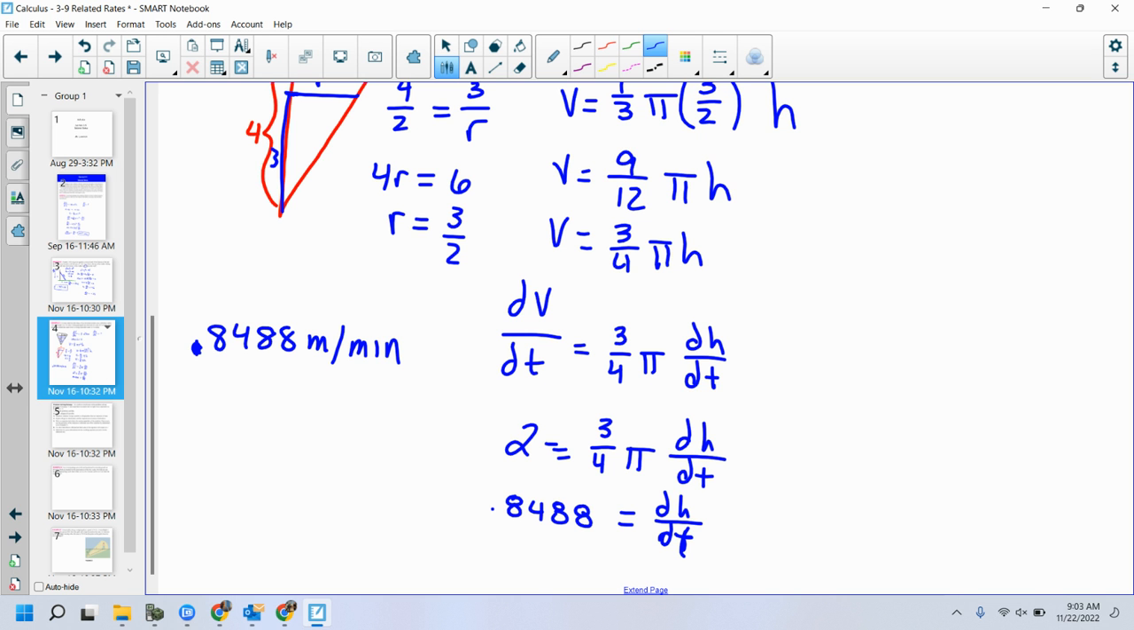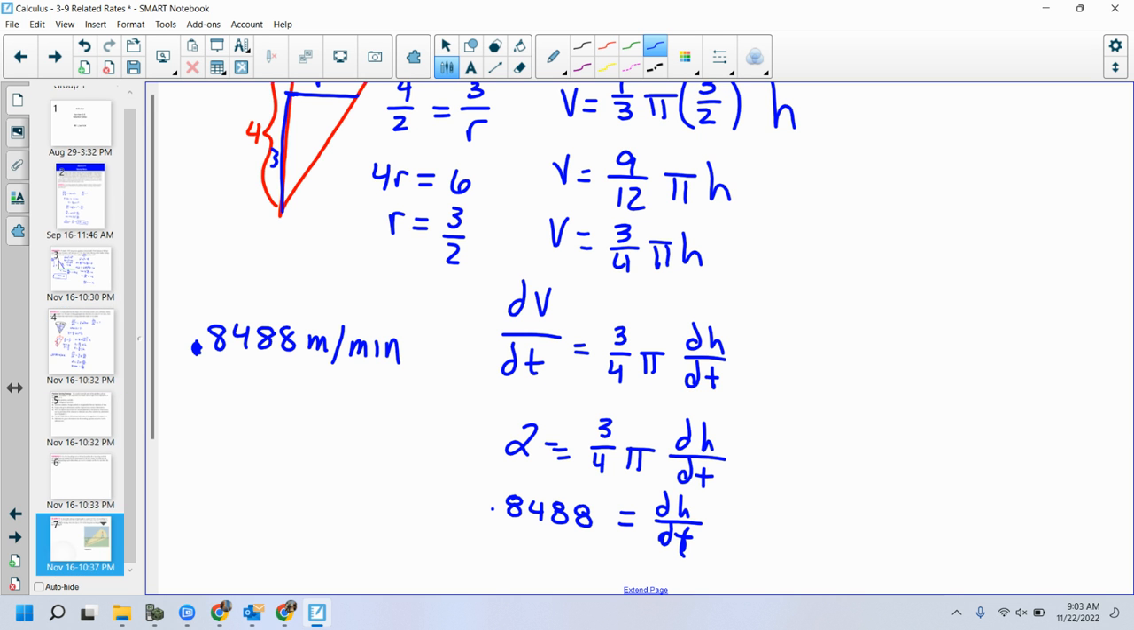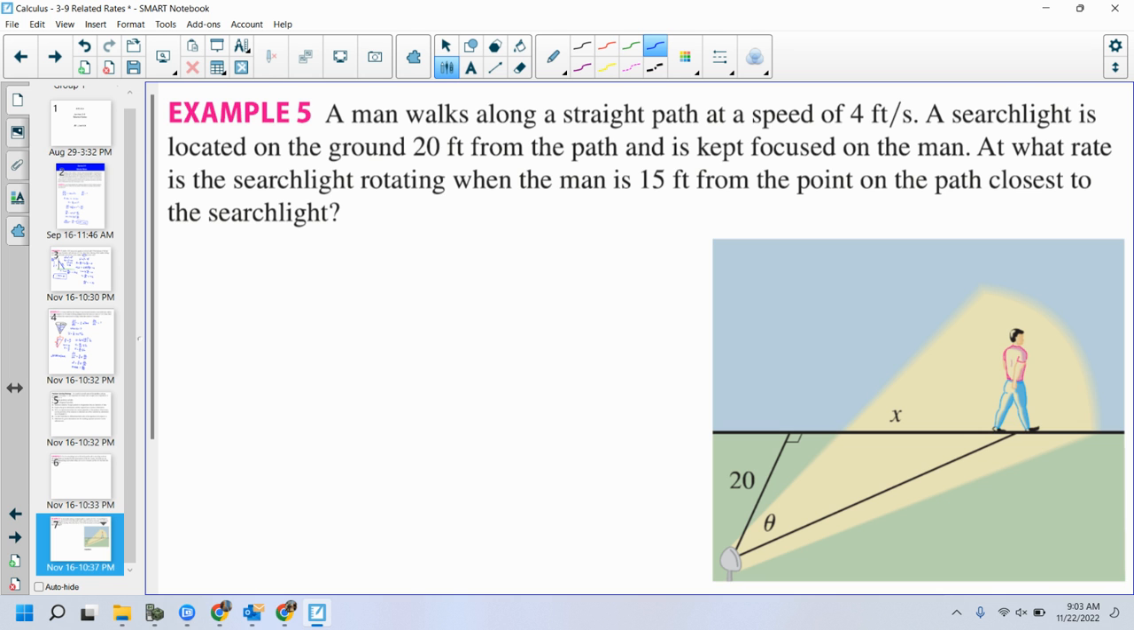Let's do one more, and then we'll save this searchlight problem. This is a good one. The searchlight problem. We'll save that one for the day we get back.